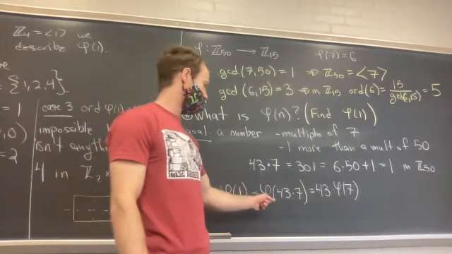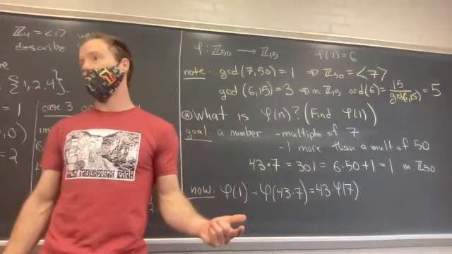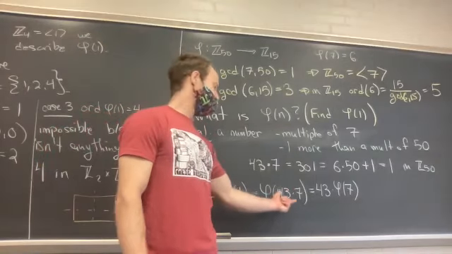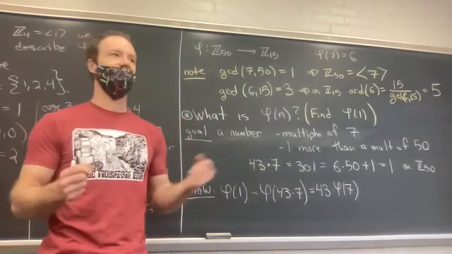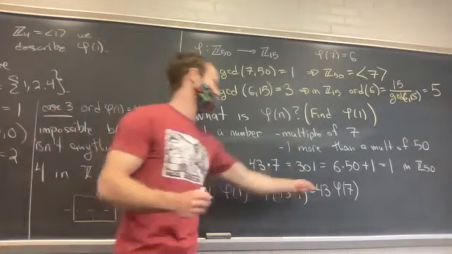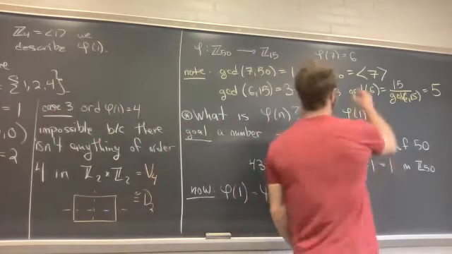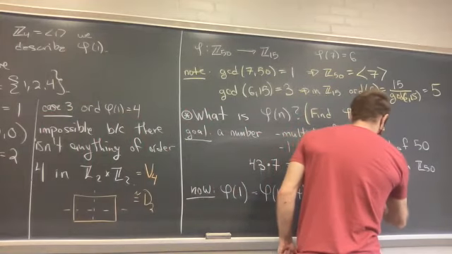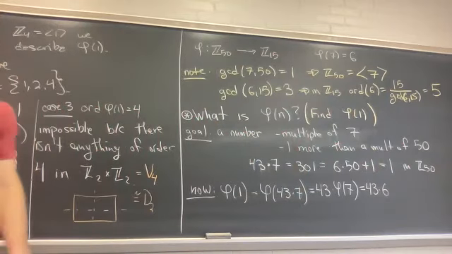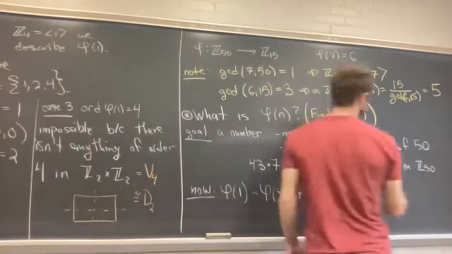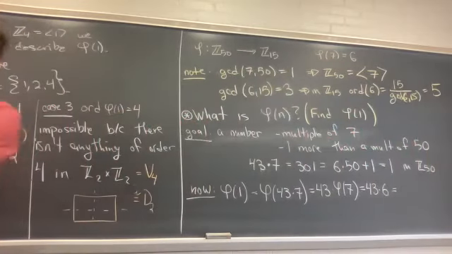That's by the fact that it's a homomorphism, right? We took phi of 7 plus 7 plus 7, 43 times, and then we ripped it apart into phi of 7 plus phi of 7 plus phi of 7, 43 times, and we just turned it into multiplication. Okay, but now phi of 7 is equal to 6, so this is equal to 43 times 6, right? But now we need to calculate what's 43 times 6 in Z15. So figure that out.